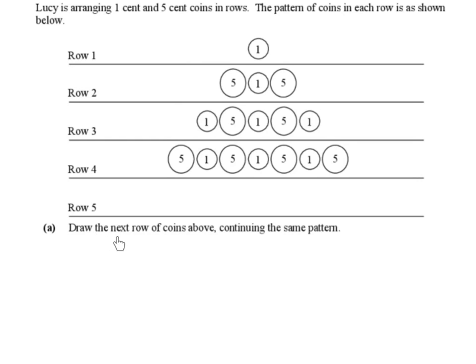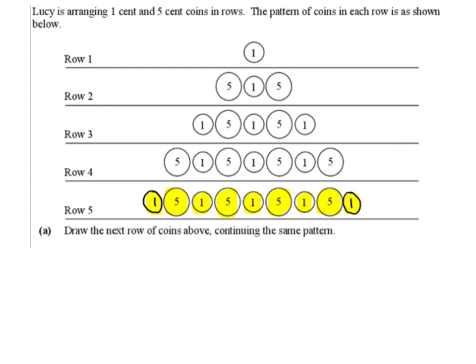So part A, draw the next row of coins above, continuing the same pattern. So what we notice each time is that we have 1 in the center, and then a 5 either side of the 1, and then a 1 in the center, a 5 either side of the 1, and then a 1 either side of the 5, then 1 in the center, a 5 either side of that 1, 1 either side of that 5, and another 5 either side. So this is continuing on.